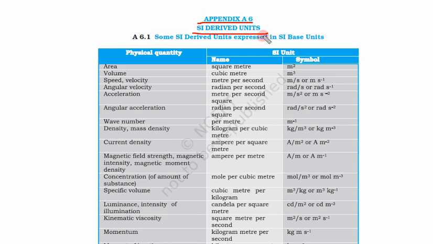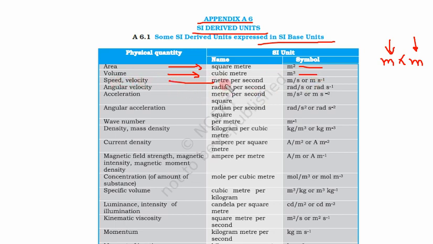So these are derived units. Derived units are not direct units, but are obtained from other basic units. Some SI derived units expressed in SI base units. First, what is the unit of area? Area is square meter. Meter is a basic unit, and when we multiply meter by meter, this becomes meter square. So this is a derived unit, because base unit into base unit gives a derived unit. Now volume is cubic meter, so we get meter cube.